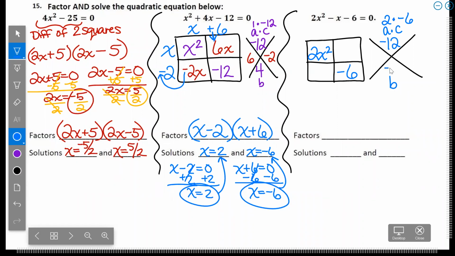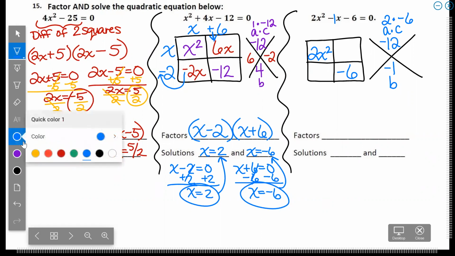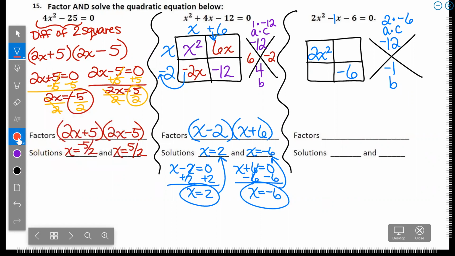Negative 1. Is this negative x? There's an invisible 1 right there. It's a negative 1x. What two numbers do you know of that will multiply to give you negative 12, but when you take those same two numbers and add them, they add up to negative 1? I heard 3 and negative 4. So 3x, negative 4x.